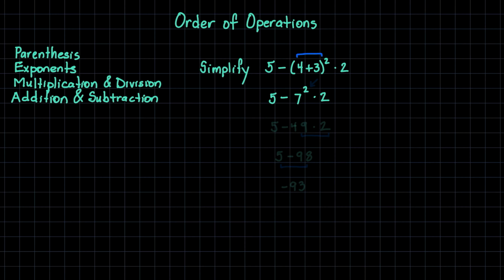I don't see any other grouping, so I'm going to move on to exponents. I see an exponent here. 7 squared is 49, so 5 minus 49 times 2. Don't see any more exponents, so now I can move down to multiplication and division. I have multiplication here, so that's the next place I go. 5 minus 98. I'm left with only subtraction. So 5 minus 98 is negative 93. And that finishes that problem.